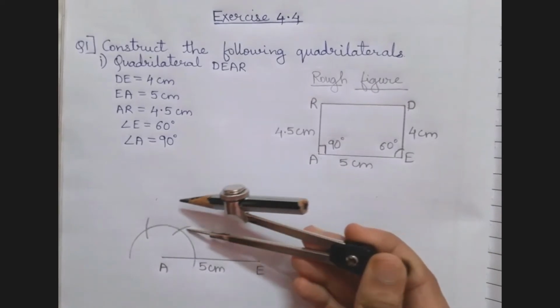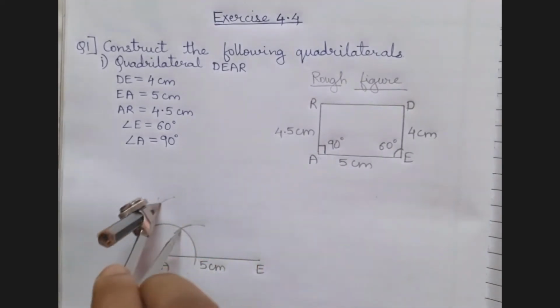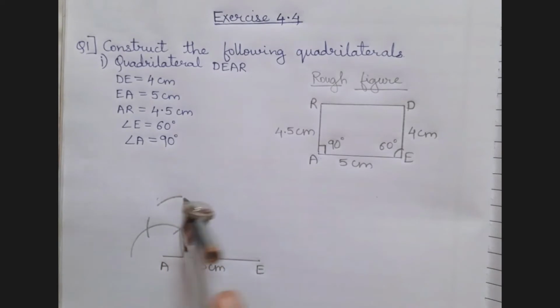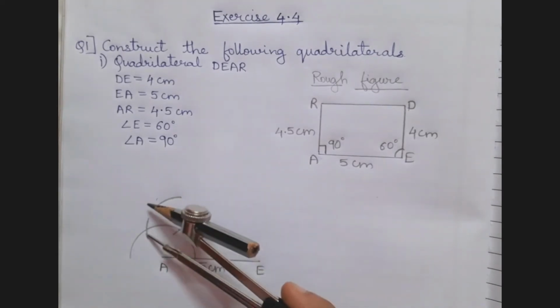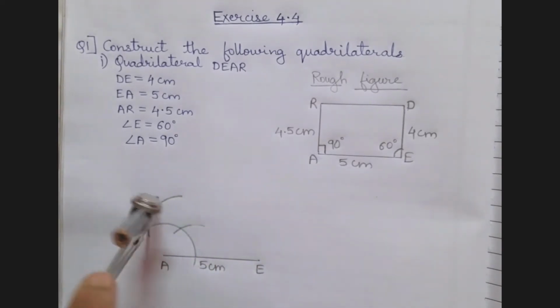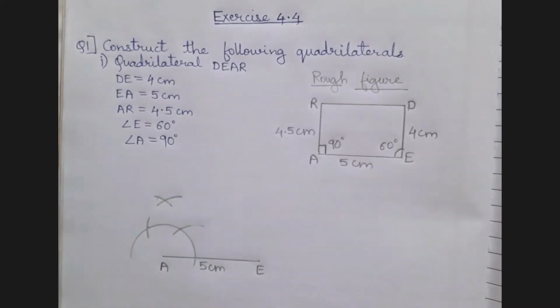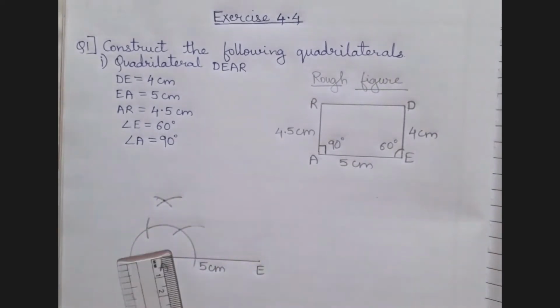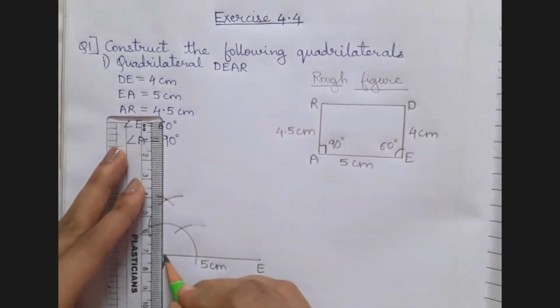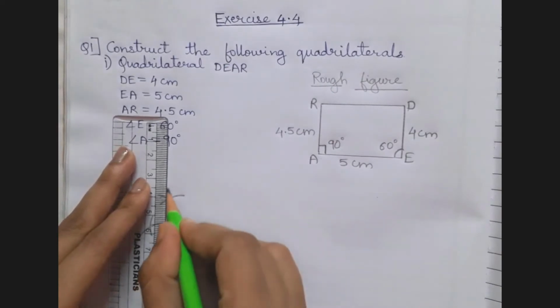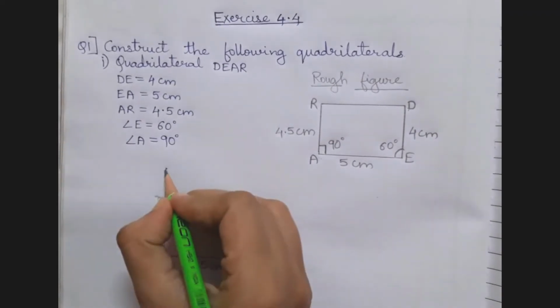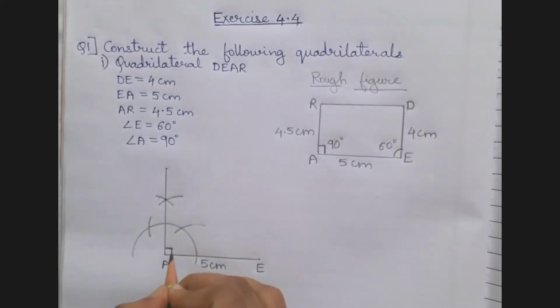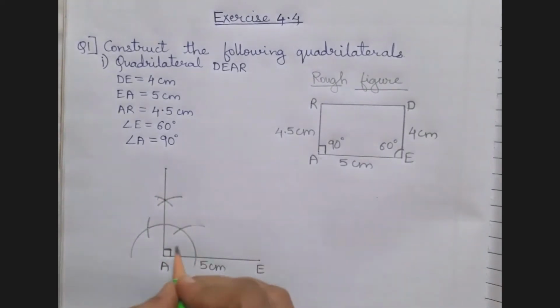So keep your compass pointer on this arc and draw an arc above. Similarly, keeping the same measurement, we will keep our compass pointer on the other arc and draw an arc here. So we got this point and we will now join these 2 points. So this is 90 degree. We will write the measurement. This is 90 degree. So we have constructed angle A.